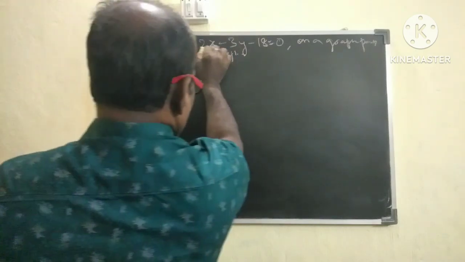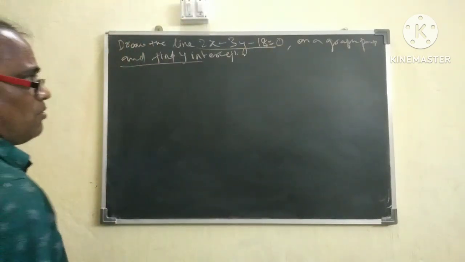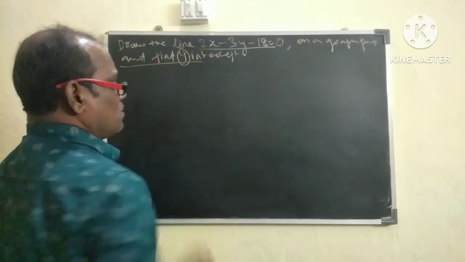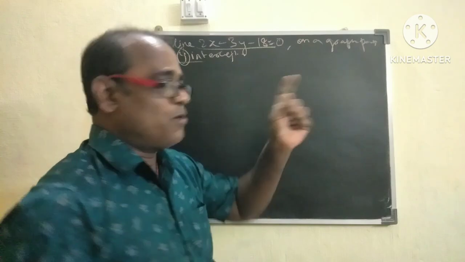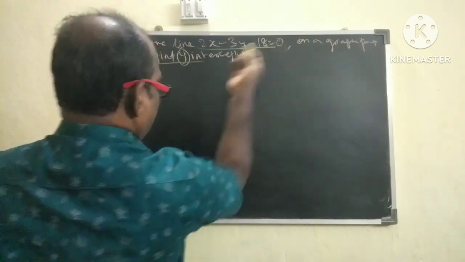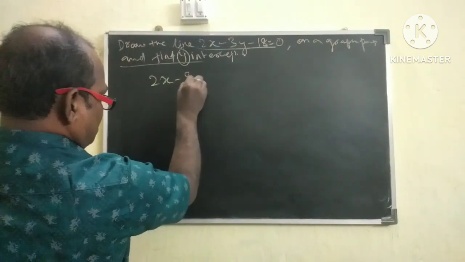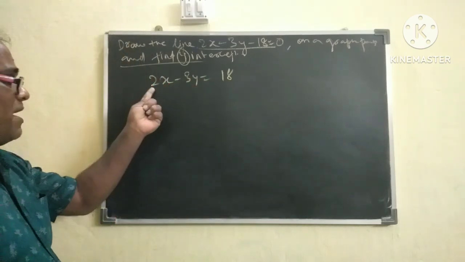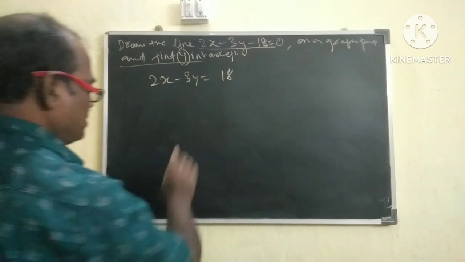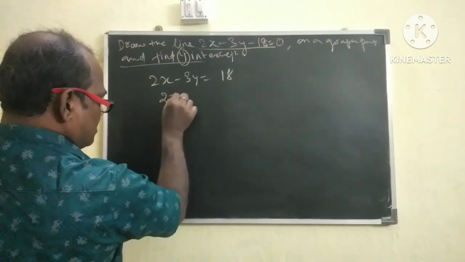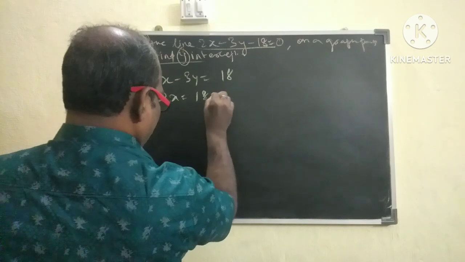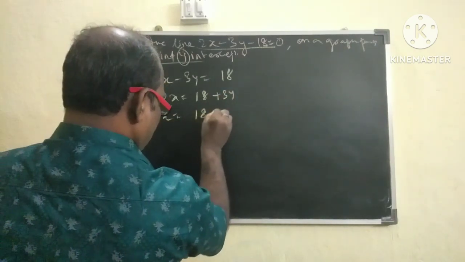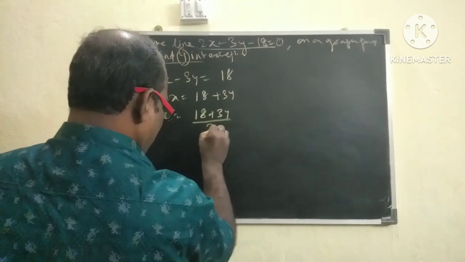Draw the line 2x minus 3y minus 18 equals to 0 on a graph paper, and from the graph paper you have to find out the y-intercept. So first we have to know how to plot this. So let us write the equation as 2x minus 3y is equal to 18. It's easy to divide with 2, so let us make x the subject. Then we can write here 2x is equal to 18 plus 3y. X is equal to 18 plus 3y divided by 2.